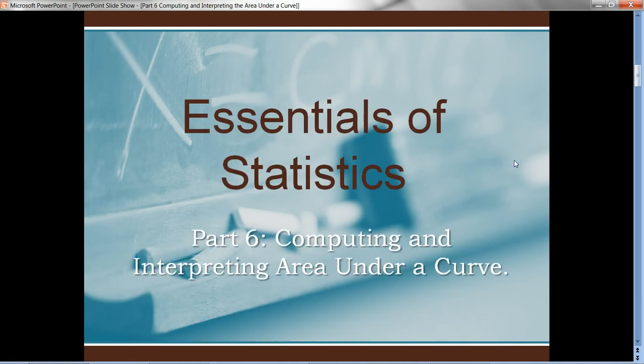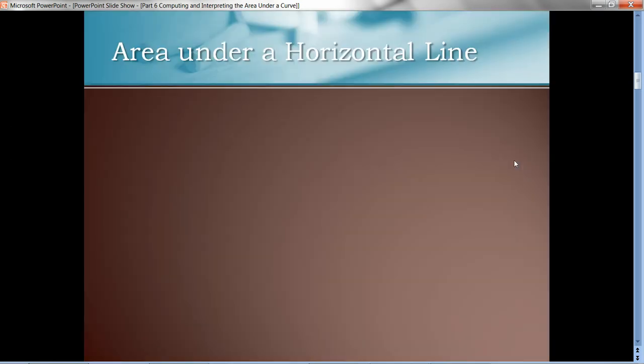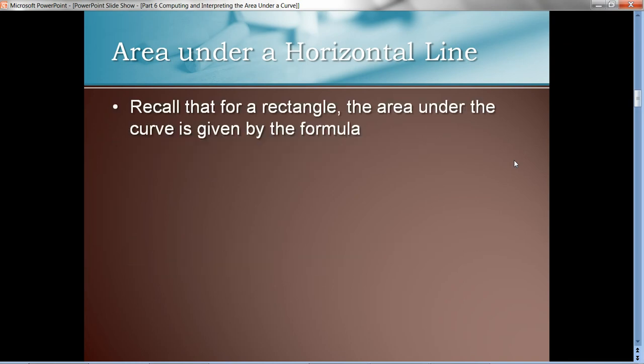Professor Davis here with the sixth and final part of Essentials of Statistics, Computing and Interpreting Area Under a Curve. Well, that kind of sounds complicated. It's actually, I mean, in a way it is. It's really part of what's called integral calculus, but we're just interested for right now in computing the area under a horizontal line, under a constant function, so to speak.